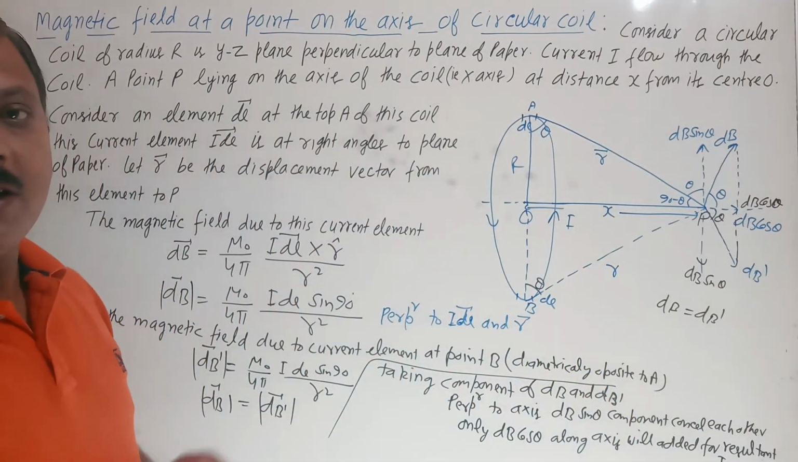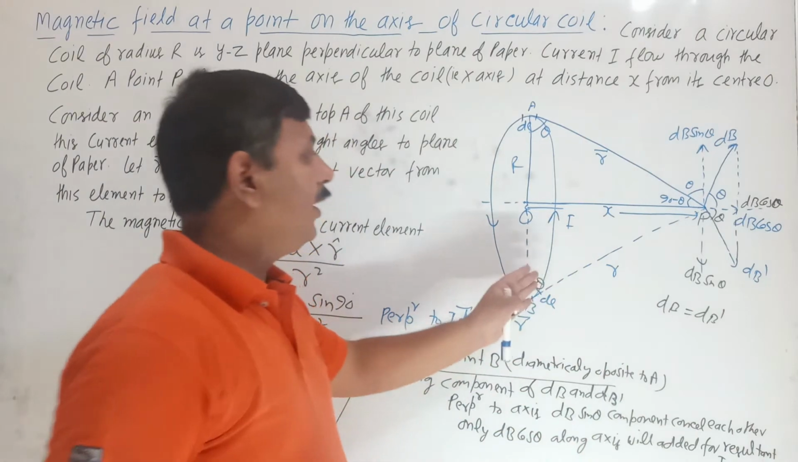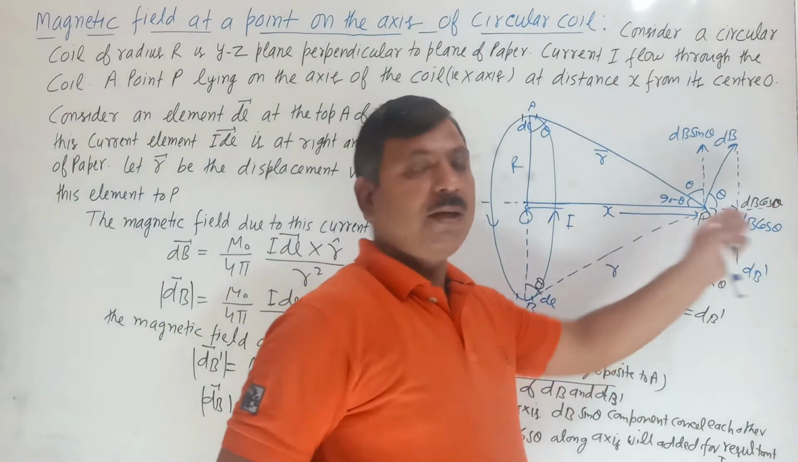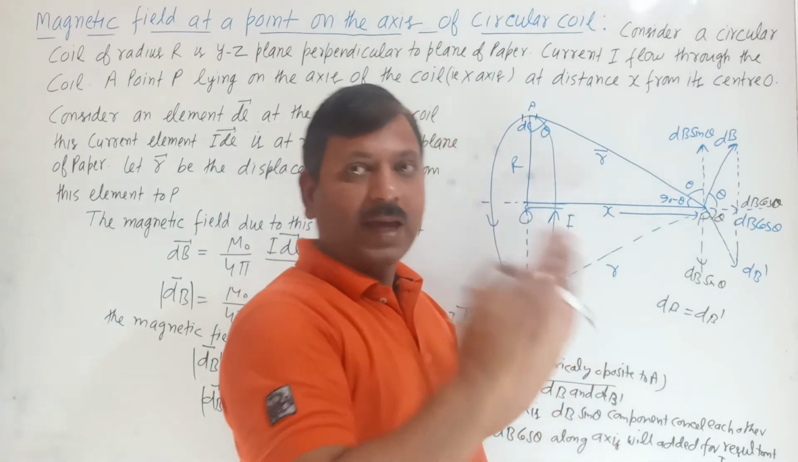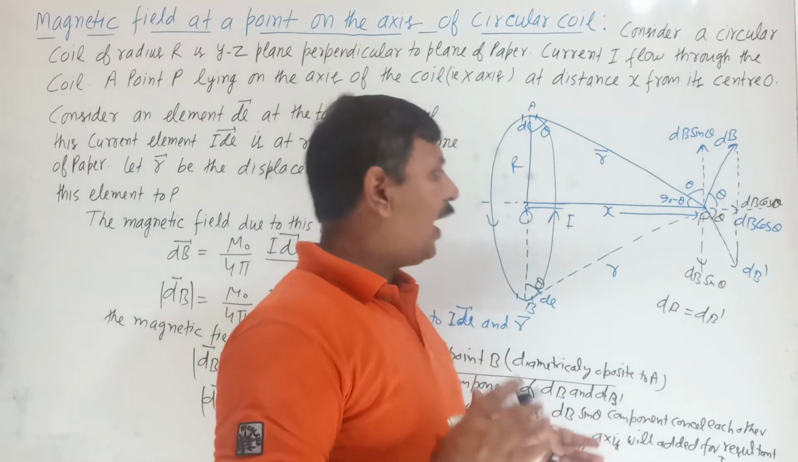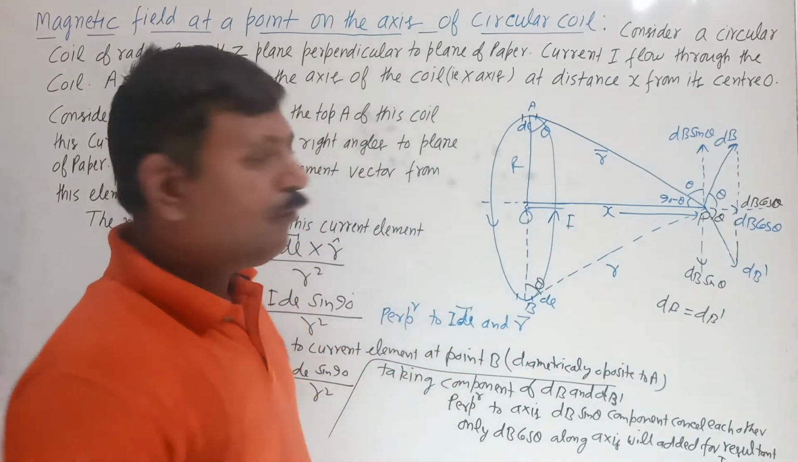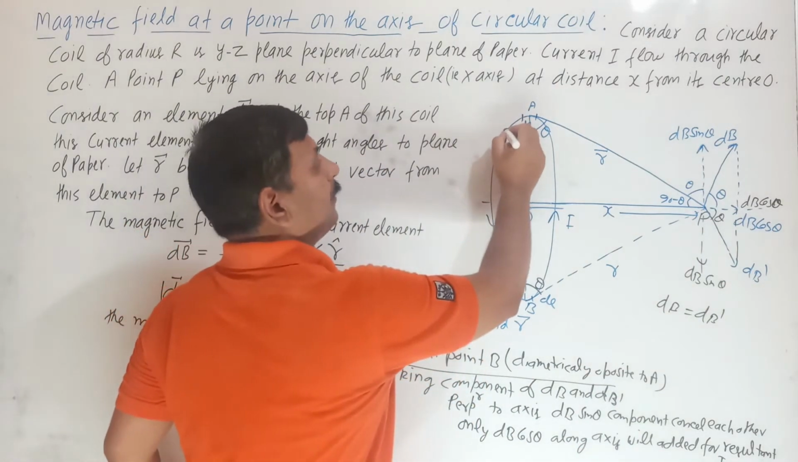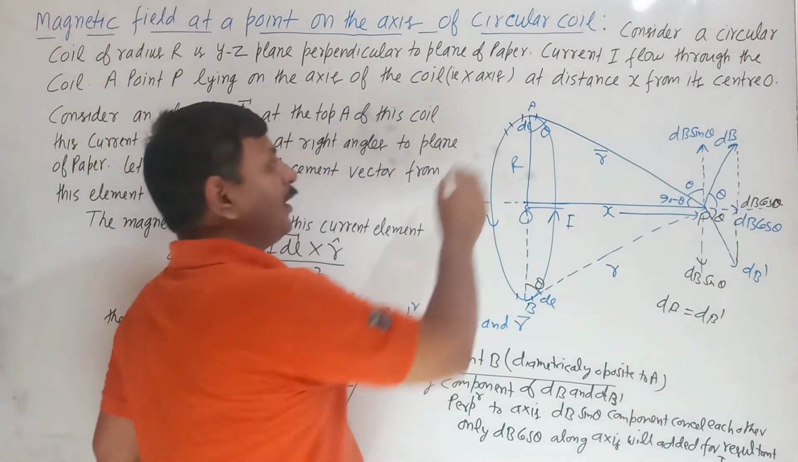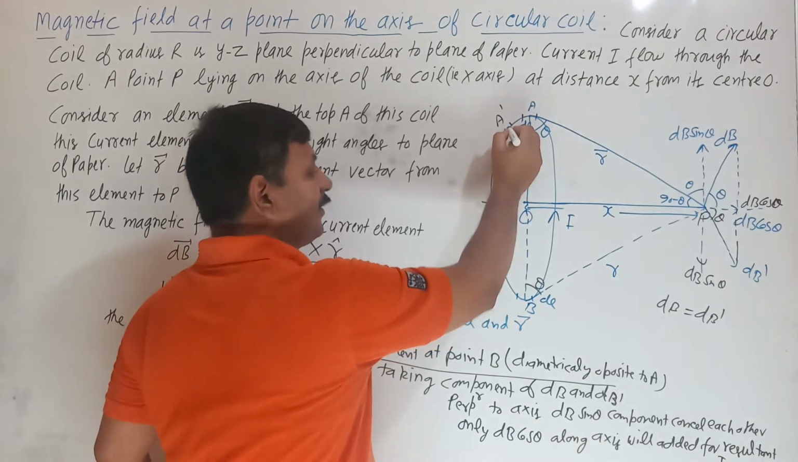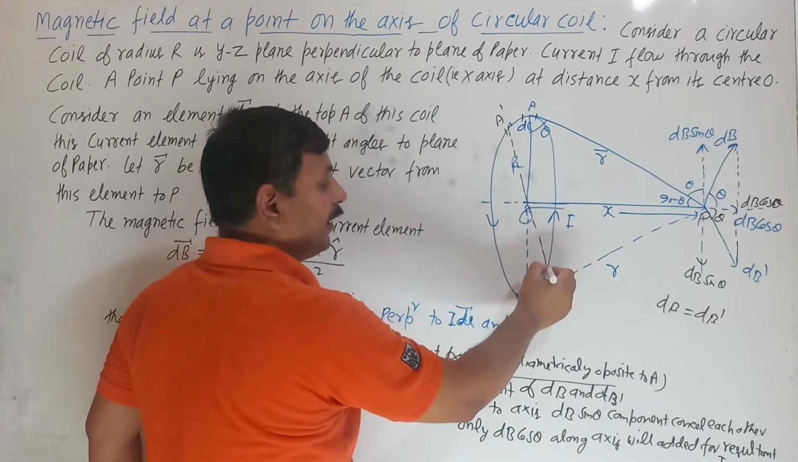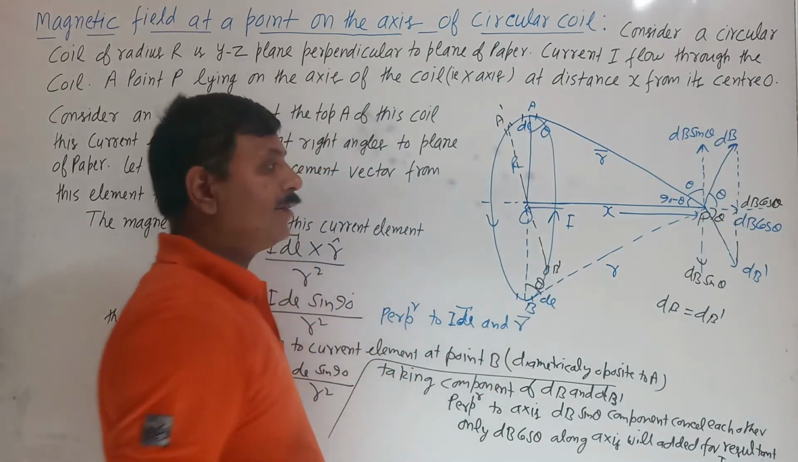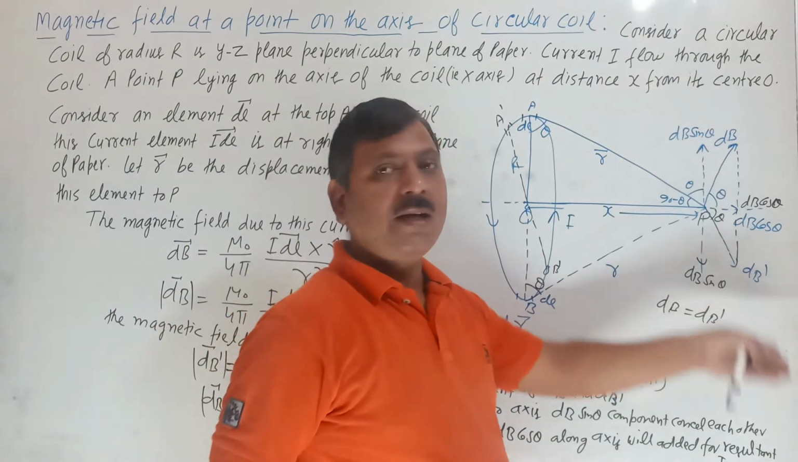For resultant intensity, what we have seen is that only the dB cos theta component, which is along the x-axis or along the axis of the coil, will be added. See here, if we take many components, suppose I have taken point A dash, and diametrically opposite I have taken point B dash, again we will find dB and dB dash.